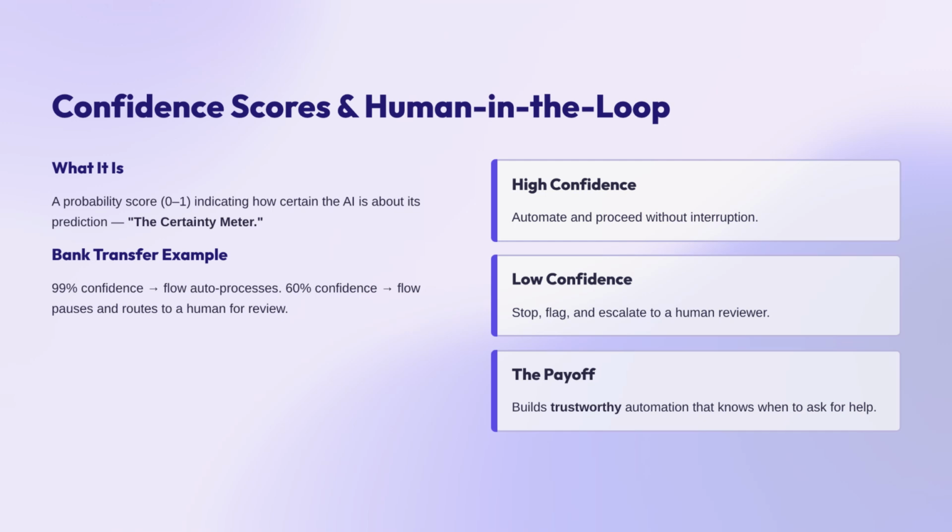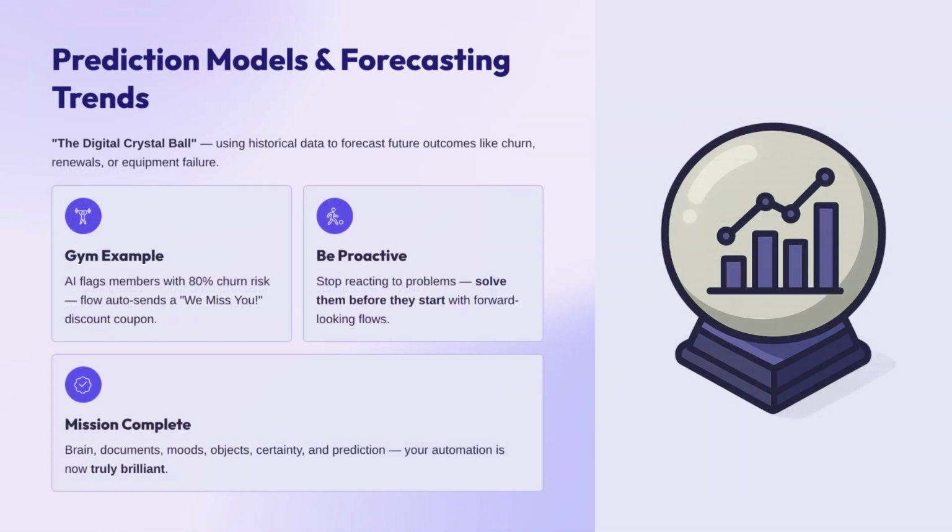So now that we have mastered how to check the AI's math and certainty, you might be wondering how we can use all this smart data to actually predict what will happen next week or next month. Well, that brings us right into our next step, which is prediction models and forecasting trends. Finally, we reach prediction models.